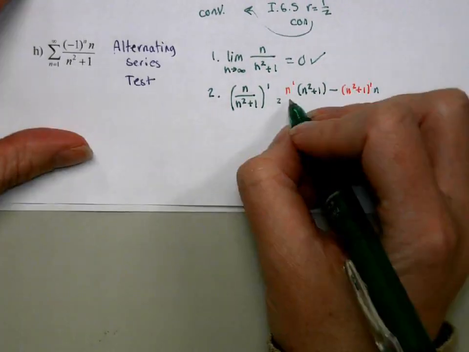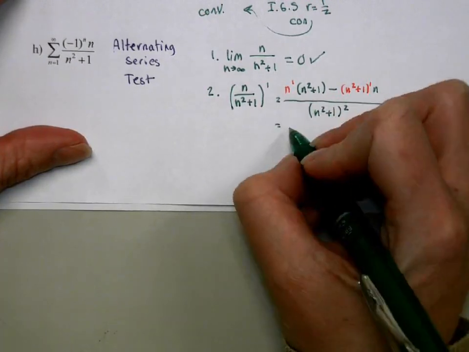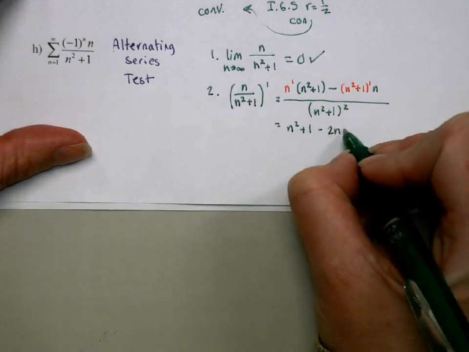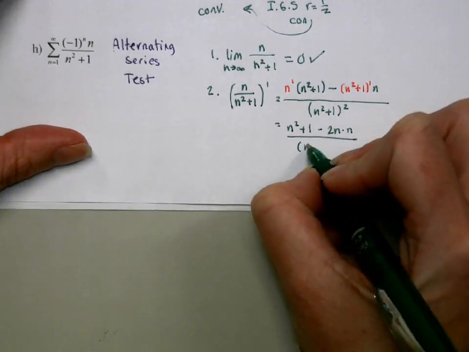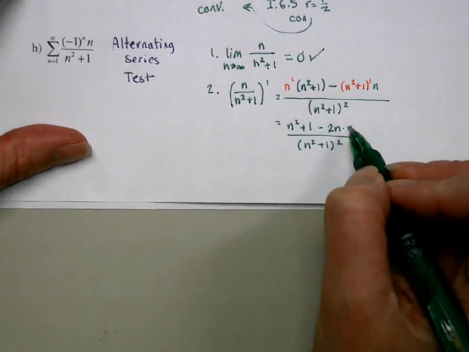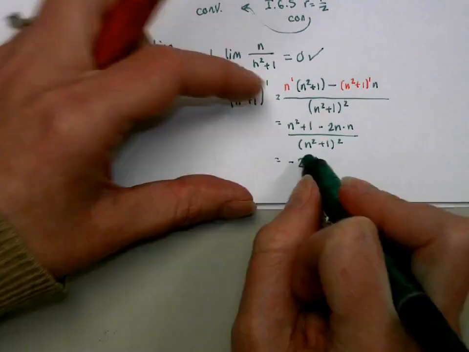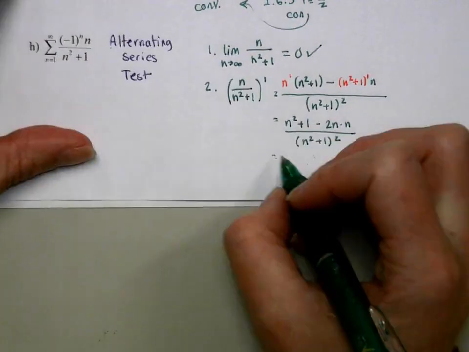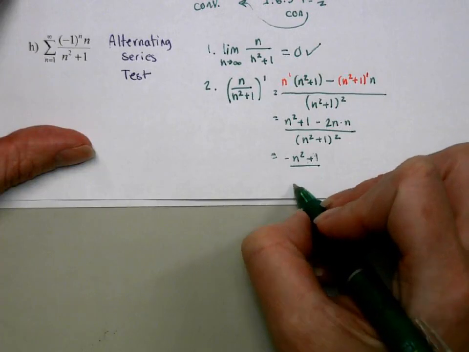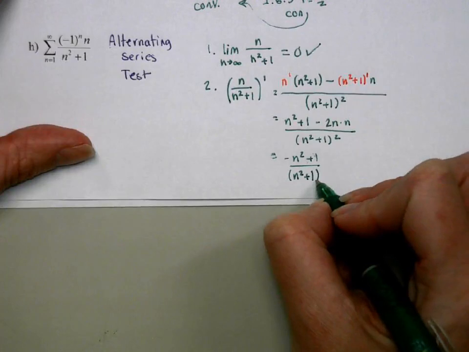So we get n squared plus 1 minus, take this derivative as 2n times n. Okay, this is going to be 2n squared, so I get negative n squared plus 1, which is going to decrease. It's going to be negative for all values bigger than 1. So this one passes the alternating series test, so this converges.